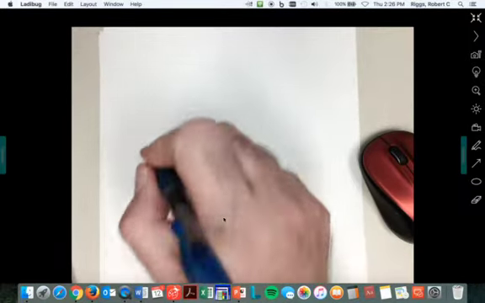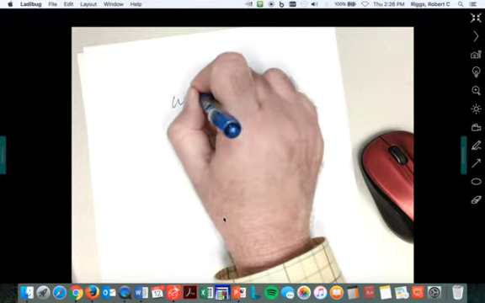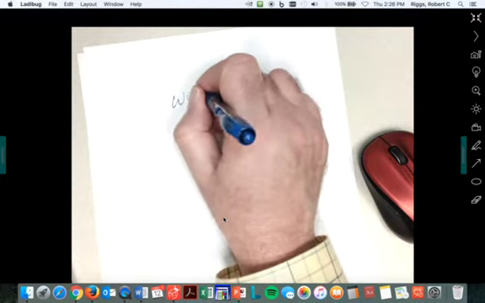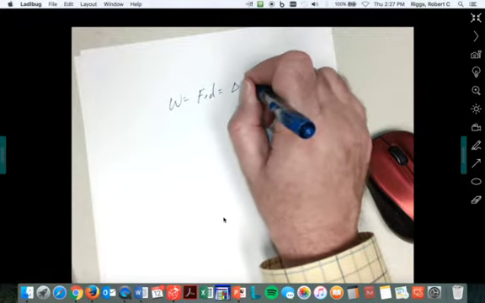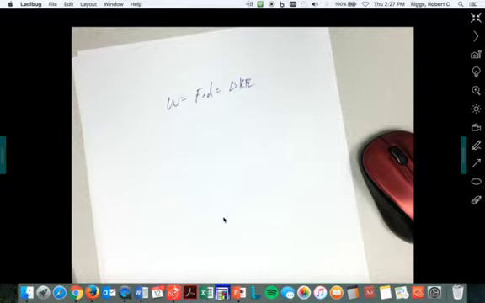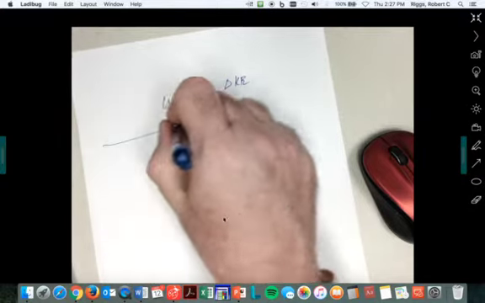So we ended with work is equal to force times distance, which is equal to the change in kinetic energy. For some reason, I forgot to use that equation, so I'm going to start over. But first, we got to do one little thing.